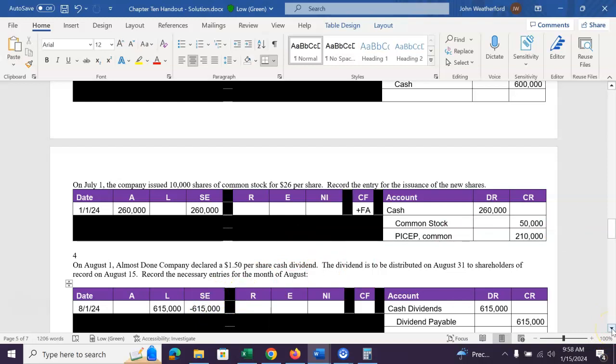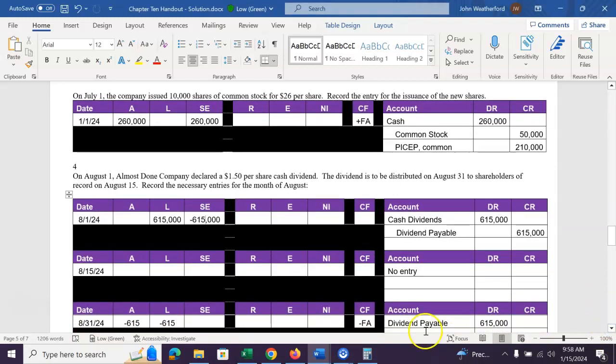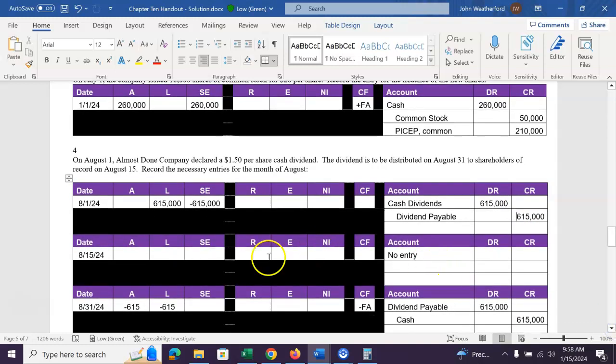On the date of record, August 15th, no entry would be required. And then on the date of payment, just like you saw before, we're going to debit dividends payable for the 615,000. And of course, we would credit cash, right? We're paying the dividend. The liability dividends payable decreased by 615,000, as did cash.